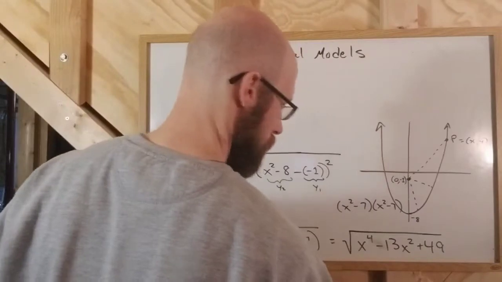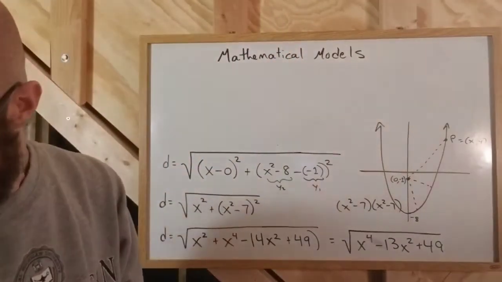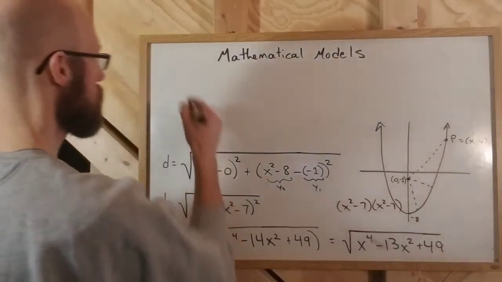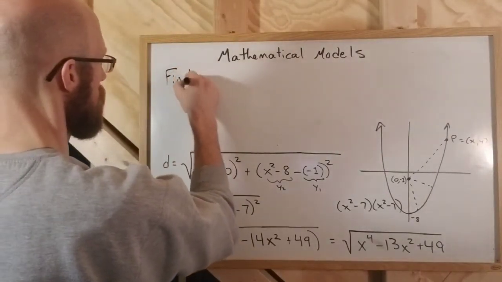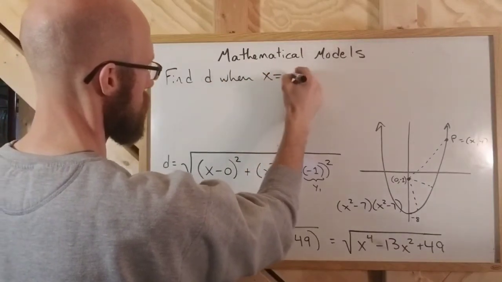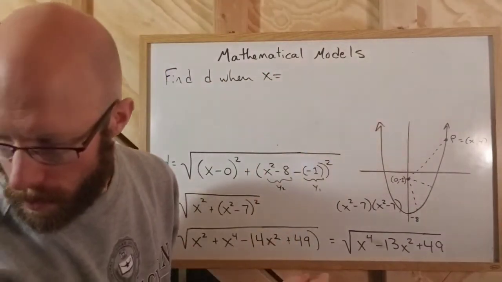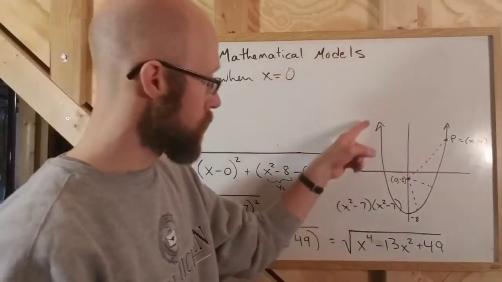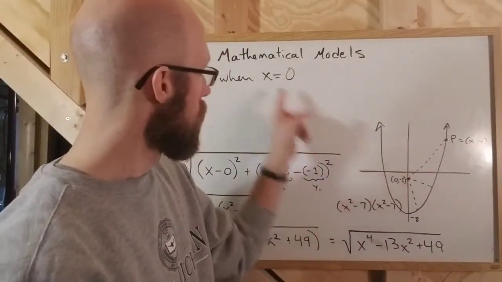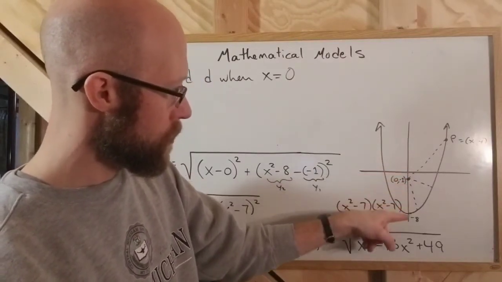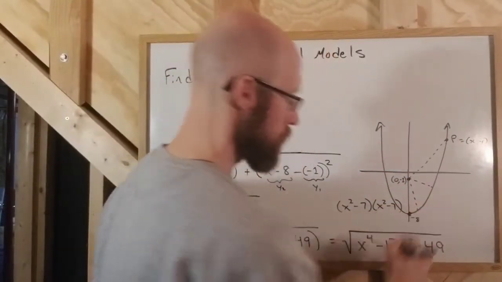Okay, now let's say I wanted to find the distance when x is equal to 0. We'll go with 0. When x is 0. Well, the distance when x is 0 gives me the point down here at -8.